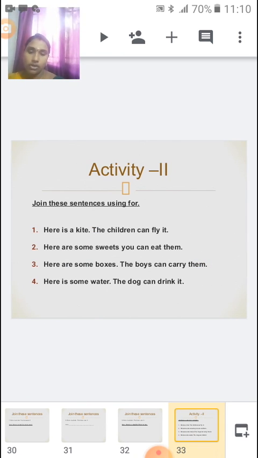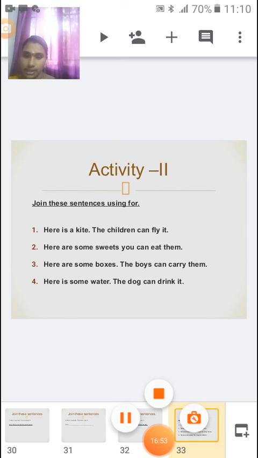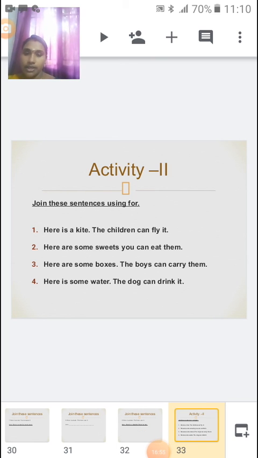Ninth one. So 9th, 10th, 11th and 12th will be for homework. So I have given you the sentences. You are going to join them as I have taught you earlier. Okay. So the first one I will read it out. Here is a kite. The children can fly it.